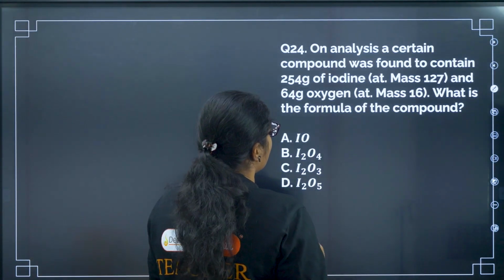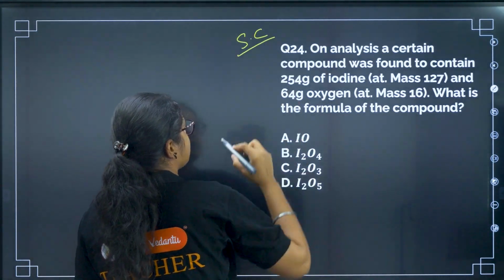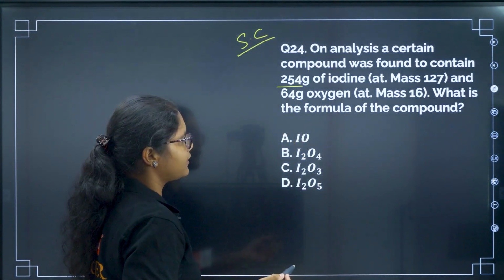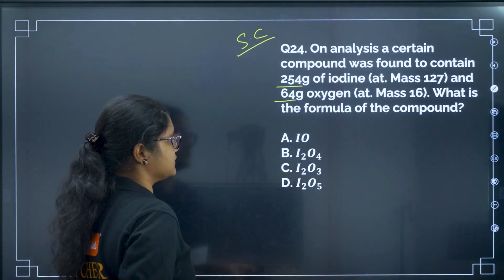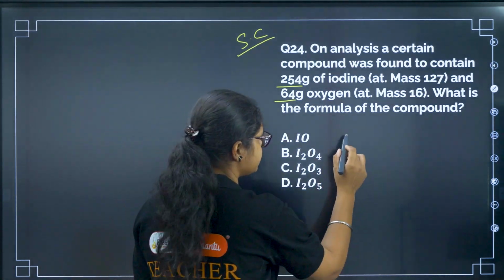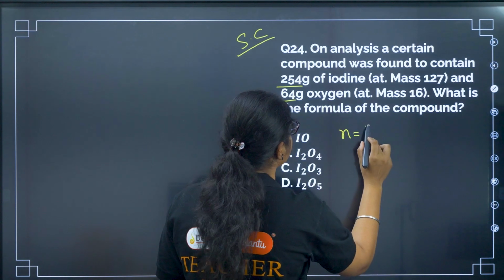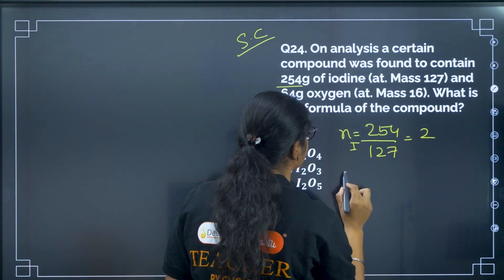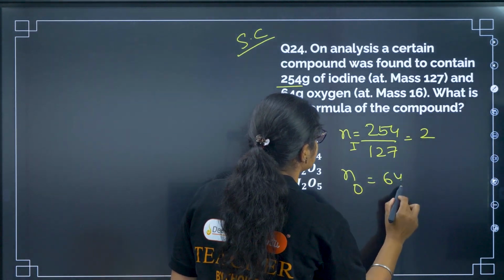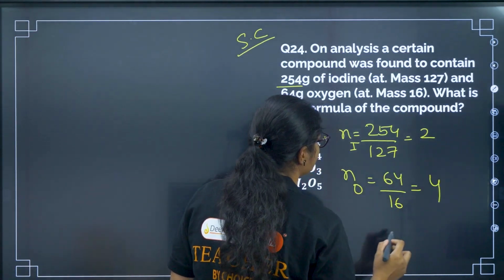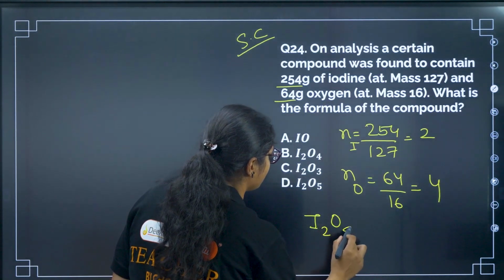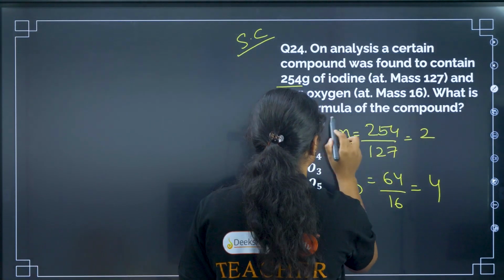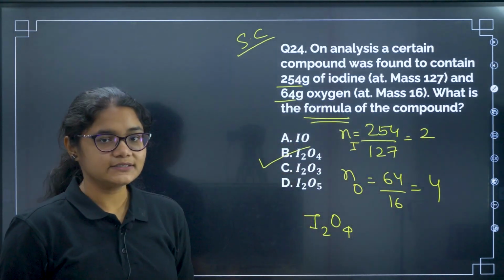Okay, next. So this is from some basic concepts of chemistry. First topic, on analysis a compound was found to contain 254 gram of iodine and 64 gram of oxygen. The molecular formula of the compound is very easy. First find the number of moles. Number of moles of iodine will be what? Given mass by molar mass. So that is equal to 2. And number of moles of oxygen, 64 by 16, that is 4. So we will get I2O4. If the empirical formula would have been asked, then the answer would have been IO. But the question is asked about molecular formula. The correct answer for this question is option B.